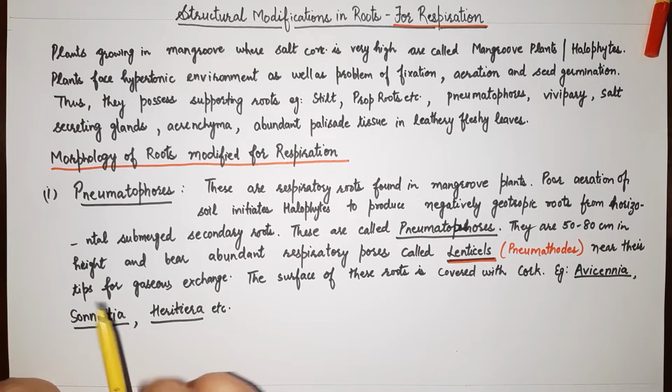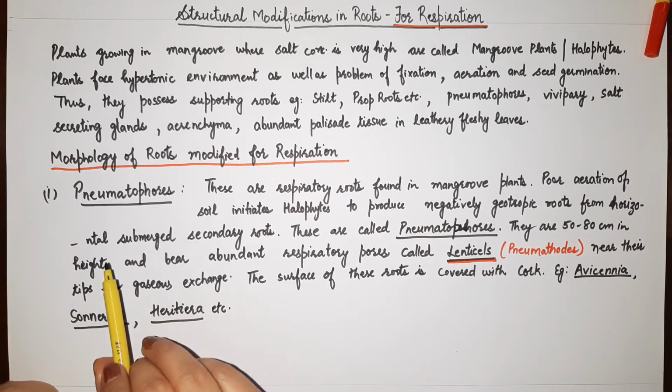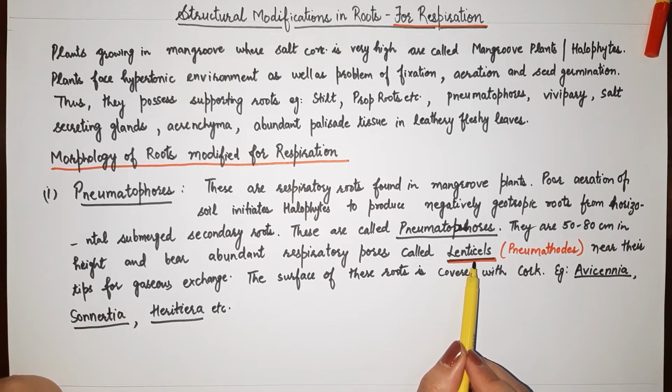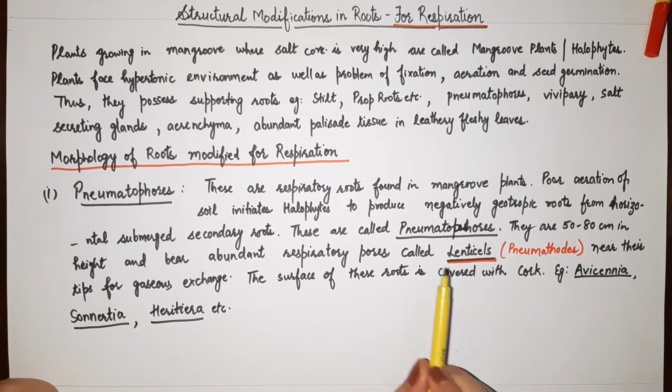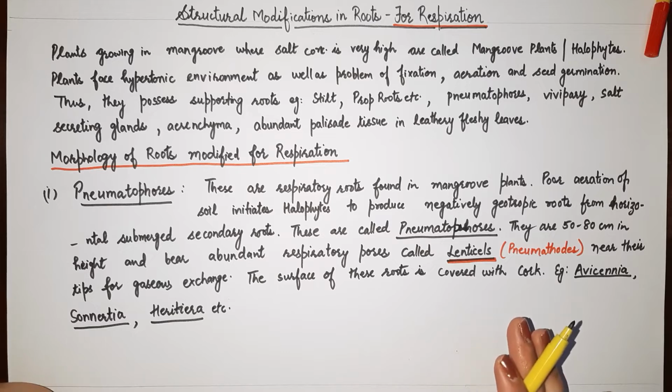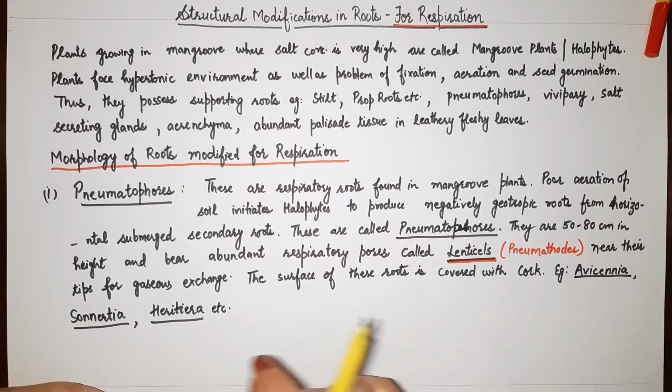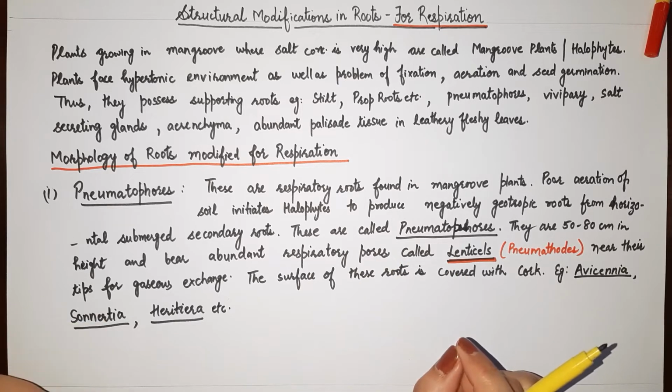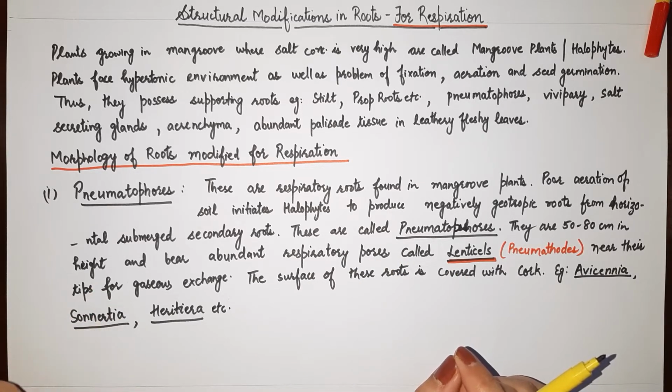of the plant, and it is meant for respiration because it has abundant lenticels on its surface, and the surface of the pneumatophore is corky. It is covered with cork layers. That is also a different kind of cork which is formed in different layers. We will discuss when we study the anatomy of this pneumatophore in detail.